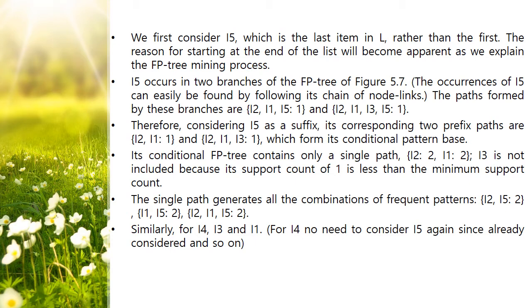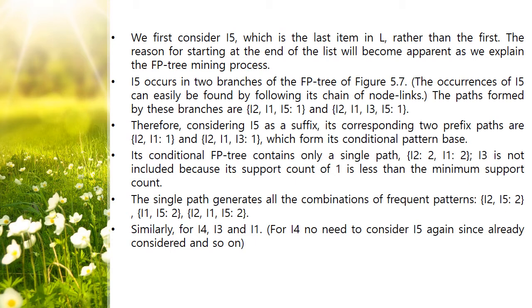Therefore, considering I5 as a suffix, its corresponding two prefix paths are I2, I1, 1 and I2, I1, I3 with support count 1, which forms its conditional pattern base. Its conditional FP tree contains only a single path, that is I2 with support count 2 and I1 with support count 2. I3 is not included because its support count of 1 is less than the minimum support count we have considered.